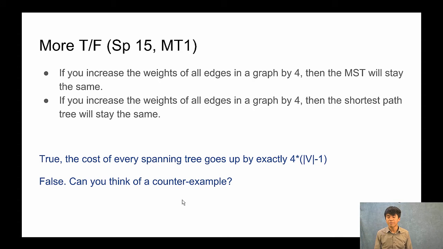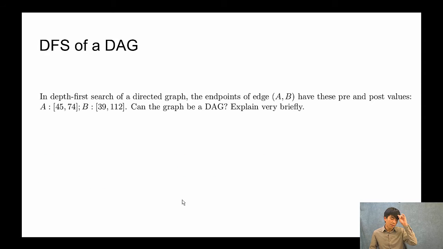The second one, if you increase the weights of all edges in a graph by 4, then the shortest path tree will stay the same. This one's basically a variant of that discussion question where we tried to say if you add some constant to all the edges in the graph, does the shortest path from one node to another node stay the same? No, it doesn't. So definitely the shortest path tree, which is even a bigger concept, is not going to stay the same. Can we think of a counterexample? Yeah, but the same one from discussion works, so I guess we'll just go ahead and skip that.